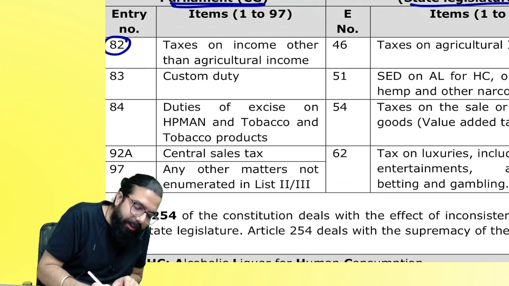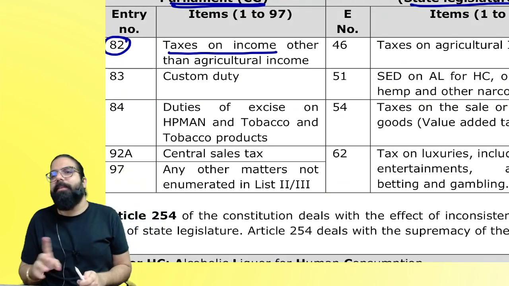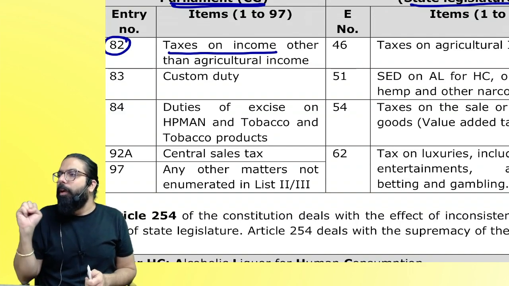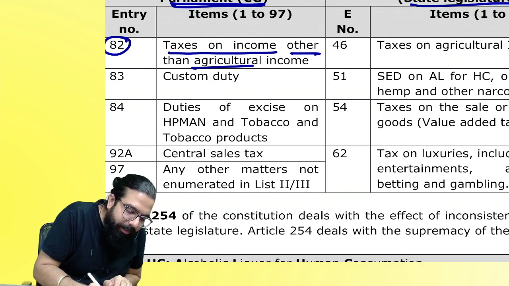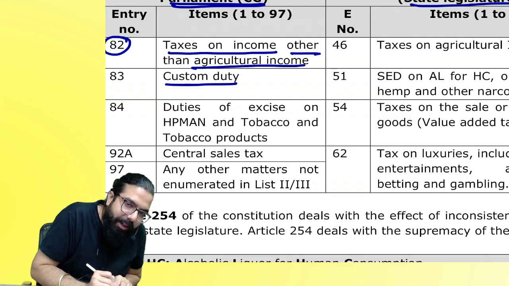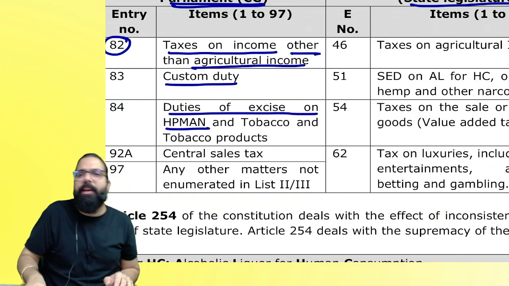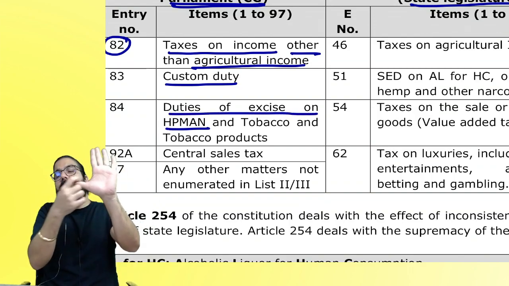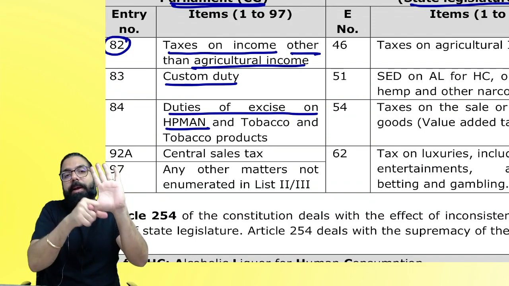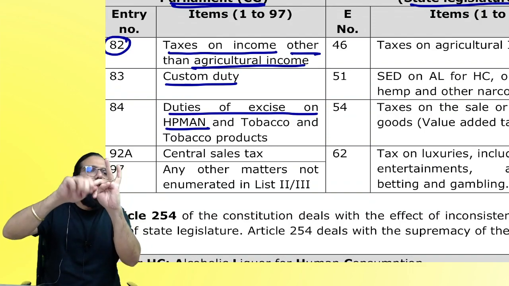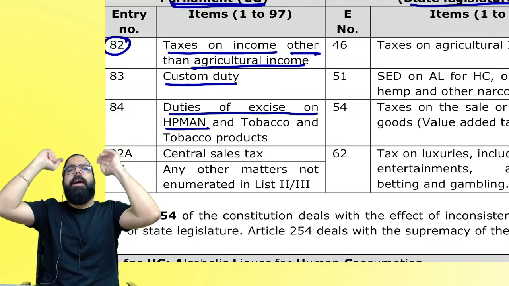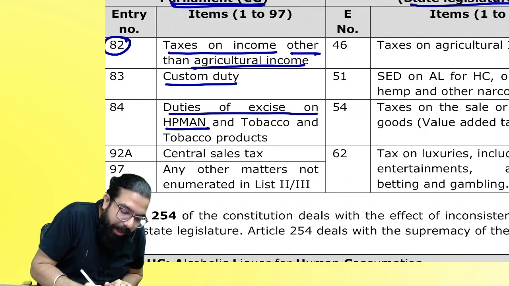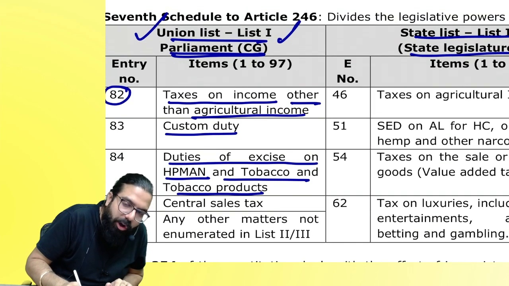Everyone over here, in this they have told taxes on income. Income tax, income across India. Income tax ka law will be made by whom? Parliament. Other than agricultural income. Custom duty, who will make the law? Parliament. Duties of excise on HSD man. What is HSD man, everyone? High speed. You have to repeat with me, only then you will remember. High speed diesel, petroleum crude, motor spirit, aviation turbine fuel and lastly natural gas.